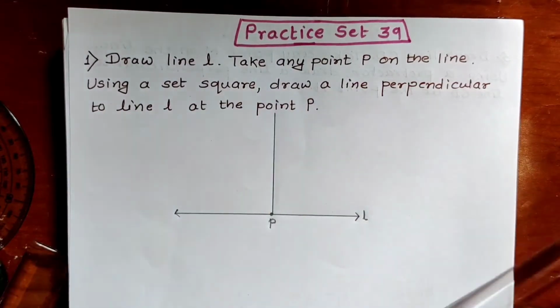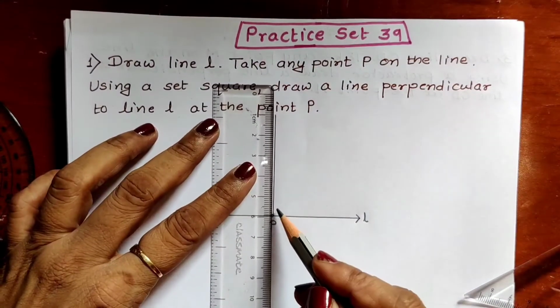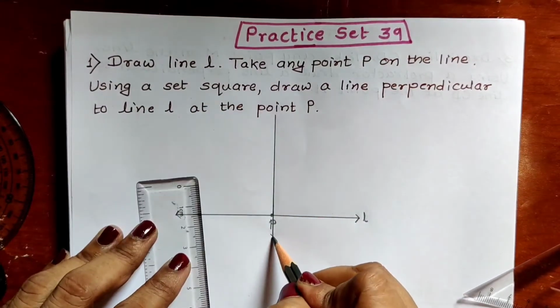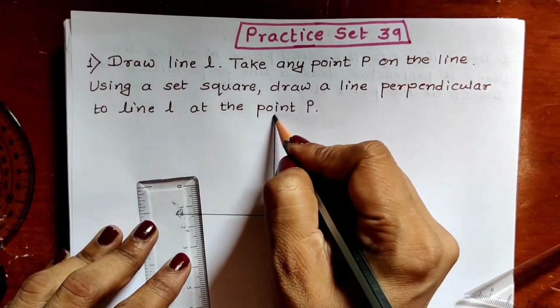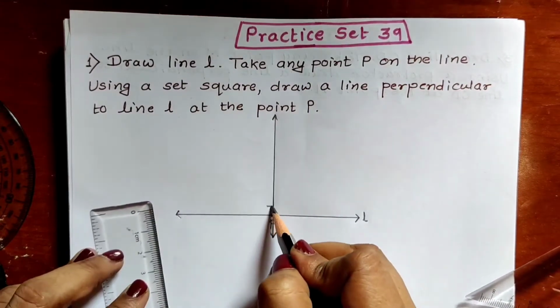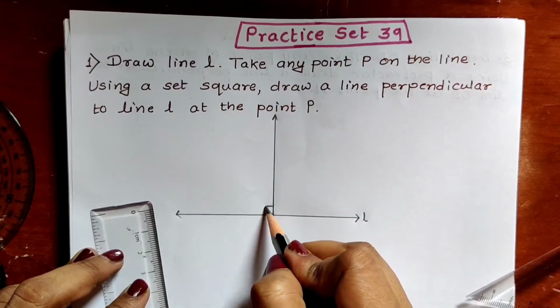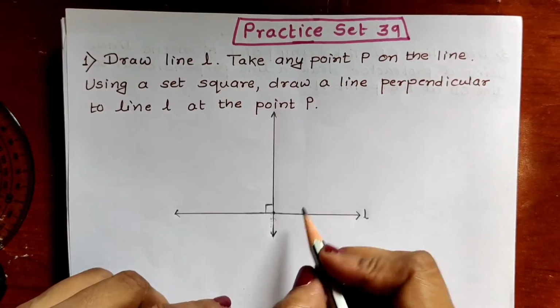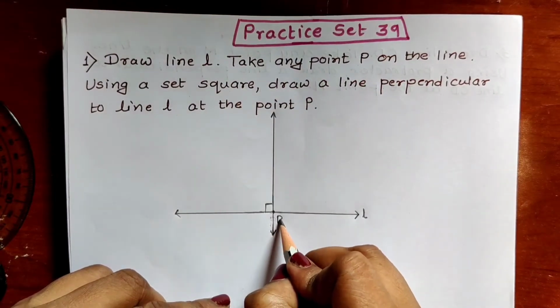Okay, now if you want, you can increase it in the downward direction also and make the arrowhead on both the sides and put the right angle symbol over here. So in this way we can draw a perpendicular line by using our set square. Just write point P somewhere here properly.